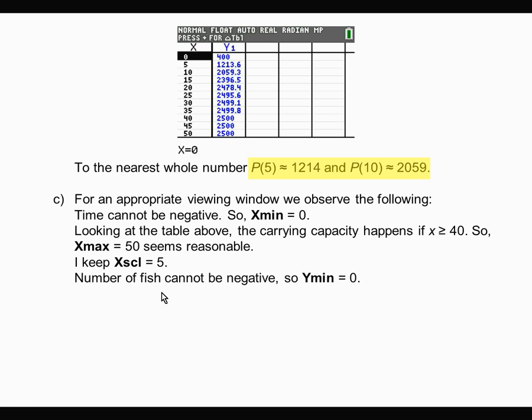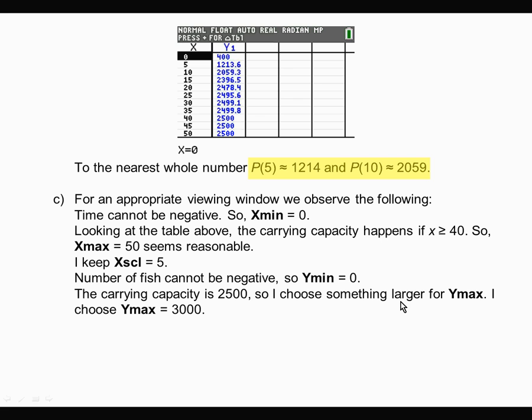Now the number of fish can't be negative, so y-min should be 0. Looking at the carrying capacity, I can get up to 2,500. If you want to use 2,500, that's fine, but I'm going to go just a tad bit bigger. I'm using 3,000. Going from 0 to 3,000, my y scale will go up in increments of 100. Even then I'm going to need 30 tick marks.